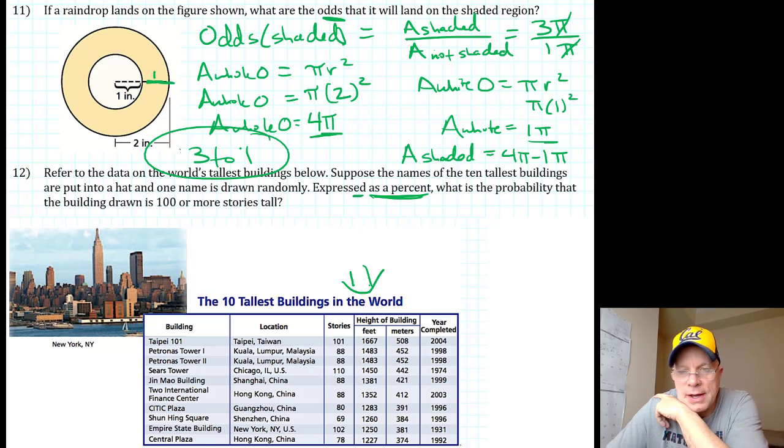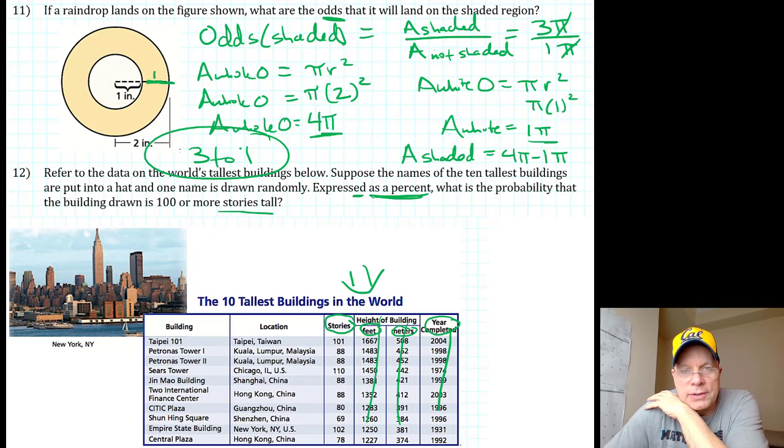The reason I said there's a ton of data here on purpose is because sometimes with problems like this, you have more data than you need, and part of the exercise is understanding what data you need. We're calculating the probability that the building drawn is 100 or more stories tall, and so I've got stories here. I've got height in feet, I've got height in meters, I've got the year the building was completed. None of this matters. We're just concerned about which ones are 100 or more stories tall.